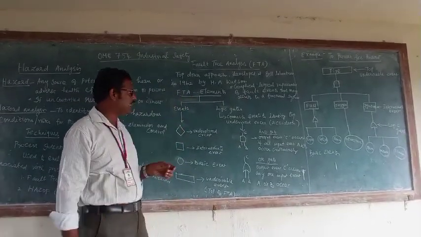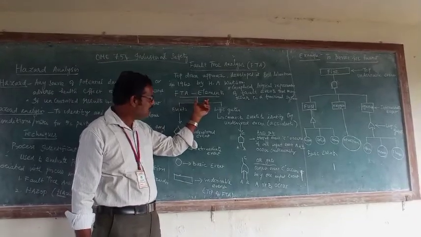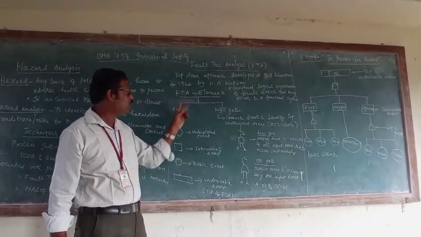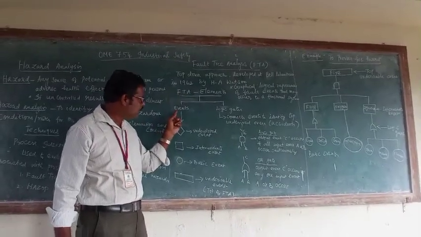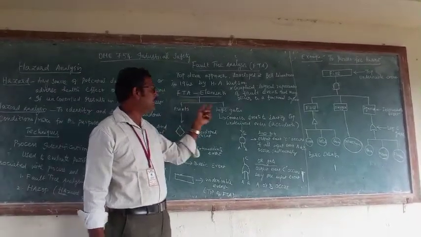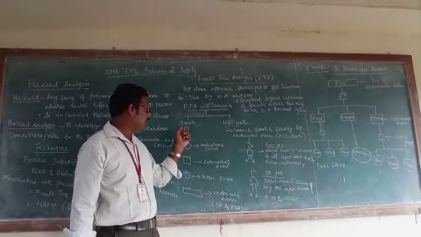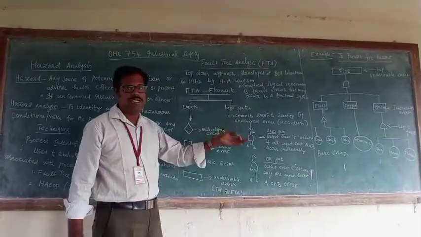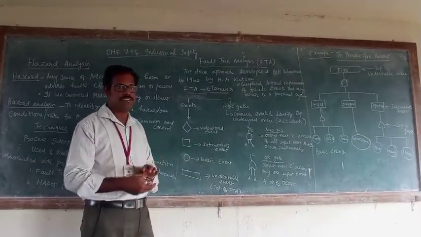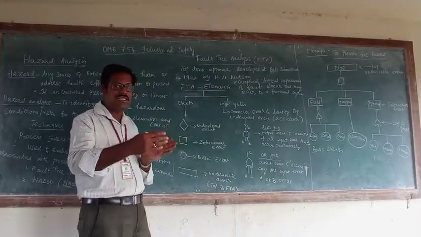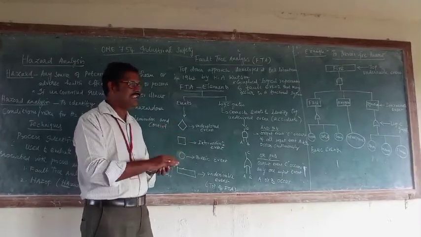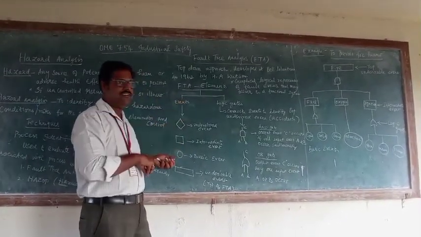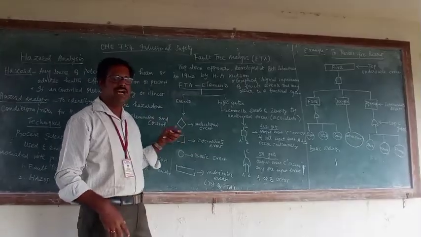FTA is the fault tree analysis, and it has two basic elements. One is the event, and the other is the logic gates. Events and logic gates. An event is nothing but a thing that happens in a functional system. In a system, we are going to have events which create the hazard.